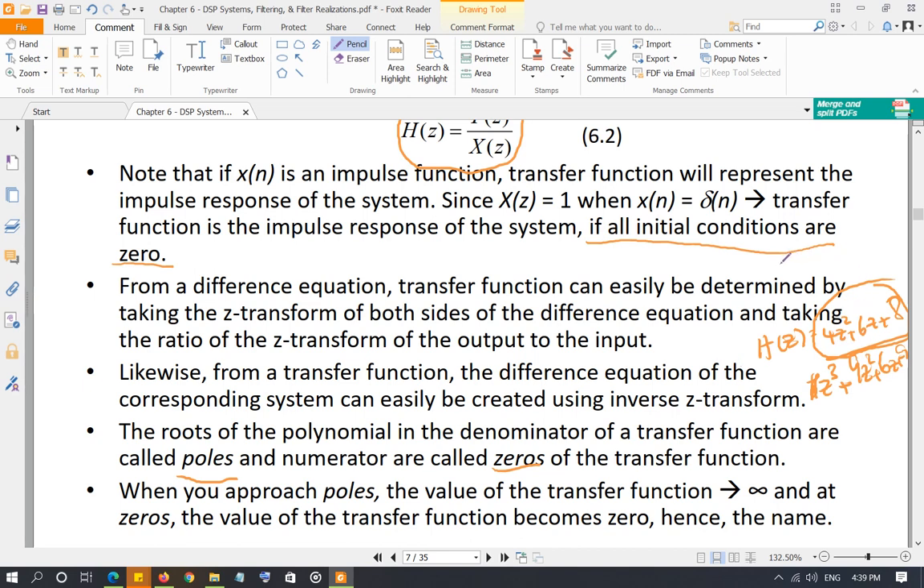So let's say our factors are z minus 1 and z plus 2. Let's say these are the factors of the numerator. Assume that, right now, I mean. So the roots are what?